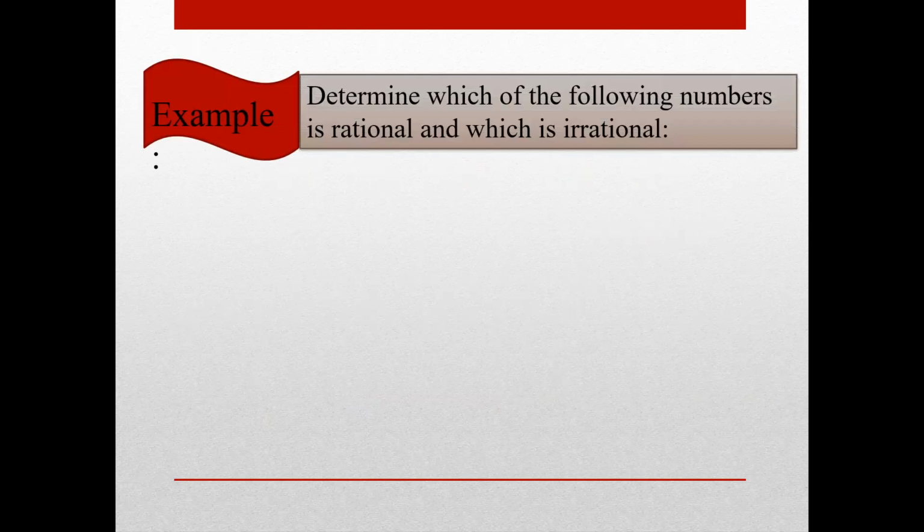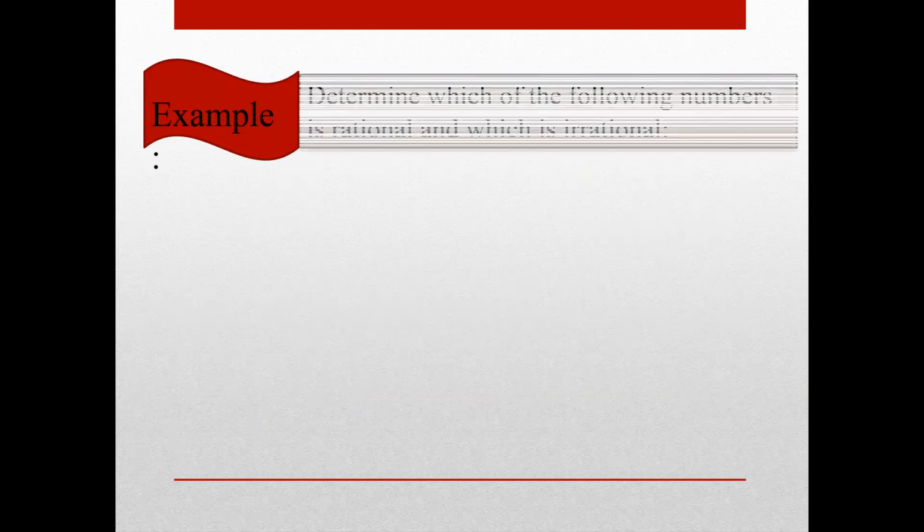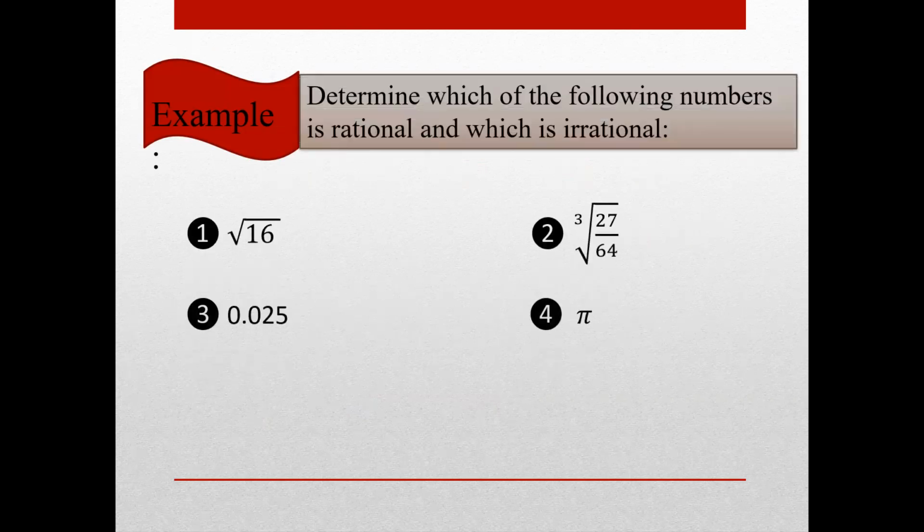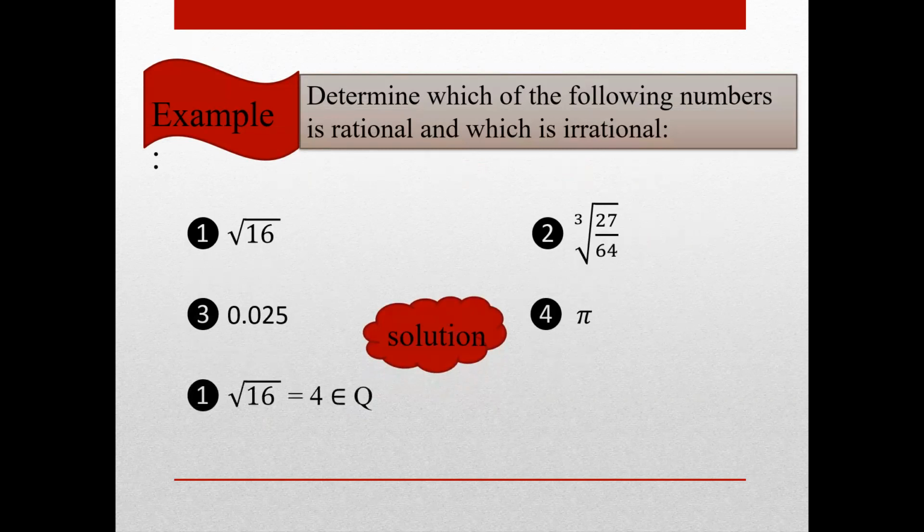Example: determine which of the following numbers is rational and which is irrational. Number 1, square root of 16. We know that 16 is a perfect square. It comes from 4 multiplied by itself. So the square root of 16 is 4. And we know that all integers belong to the rational numbers.